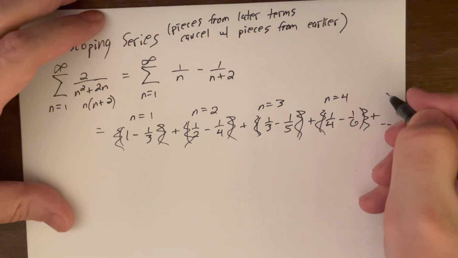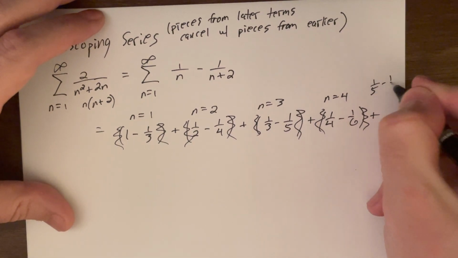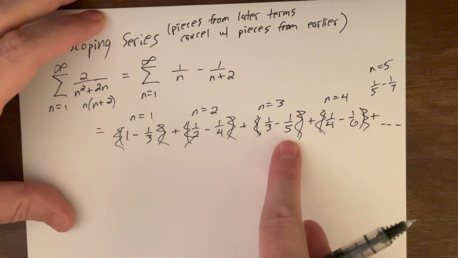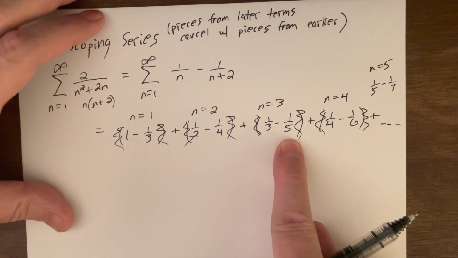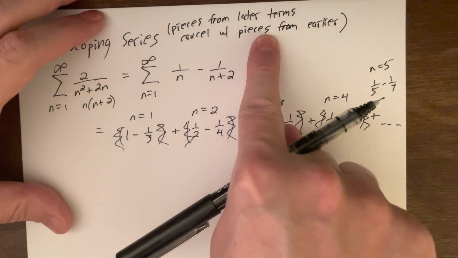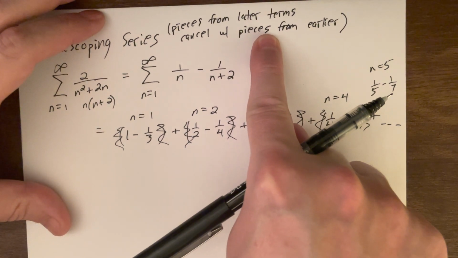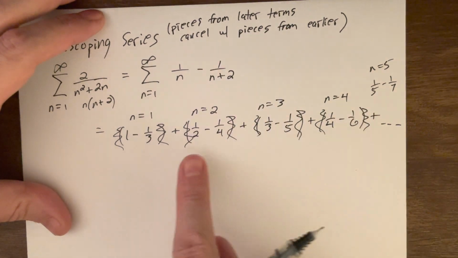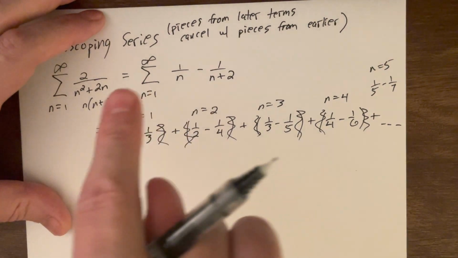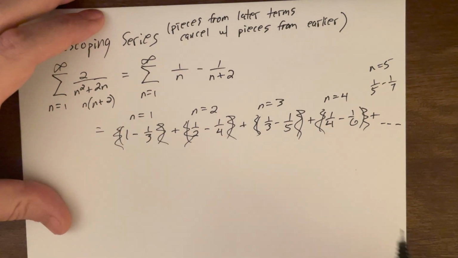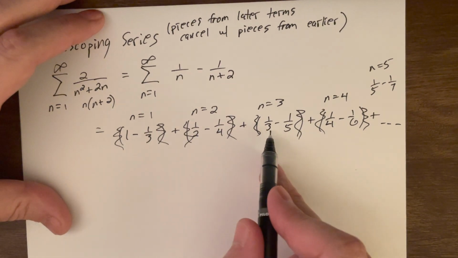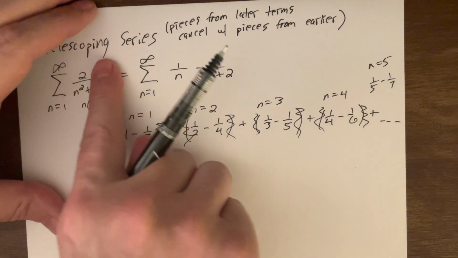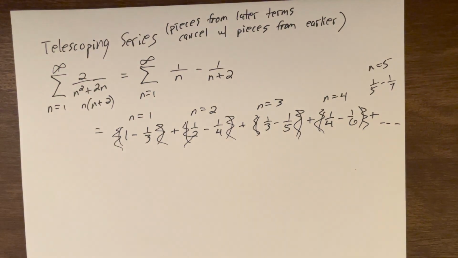Maybe you want to go one further. If you put in n equals 5, you get 1/5 minus 1/7. And that positive 1/5 would cancel with this negative 1/5. That's what I'm talking about up here. And with the one in the book, sometimes I think students overreact and they think it's got to be a piece from the second term canceling with the first. No, it doesn't have to be like that. Just somewhere a piece from one term is canceling with a piece from a previous one. That is what makes this a telescoping series.